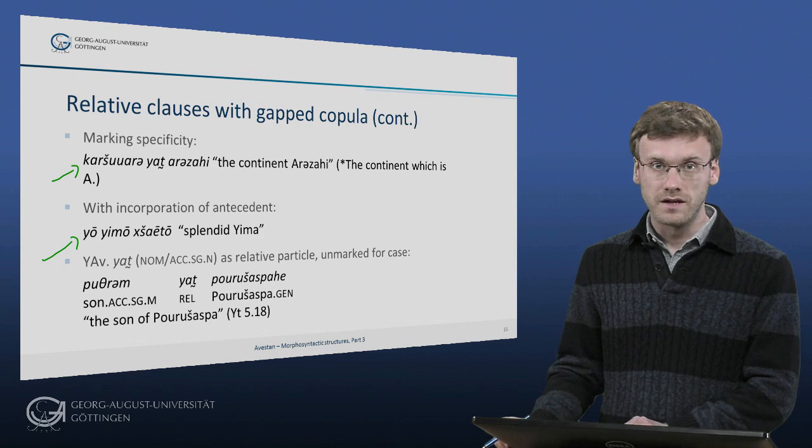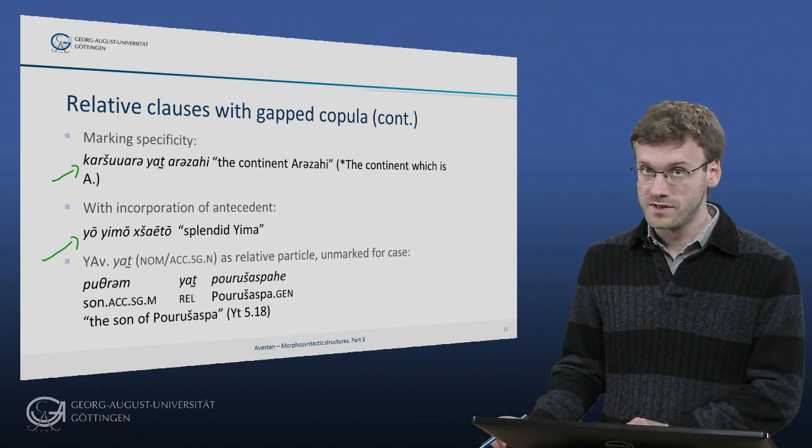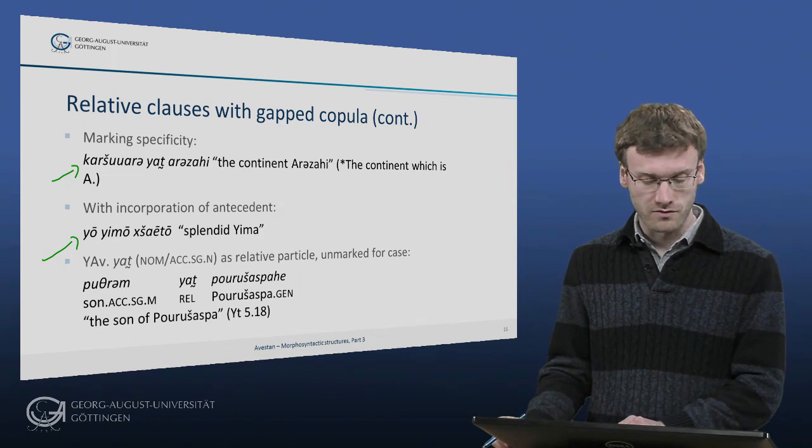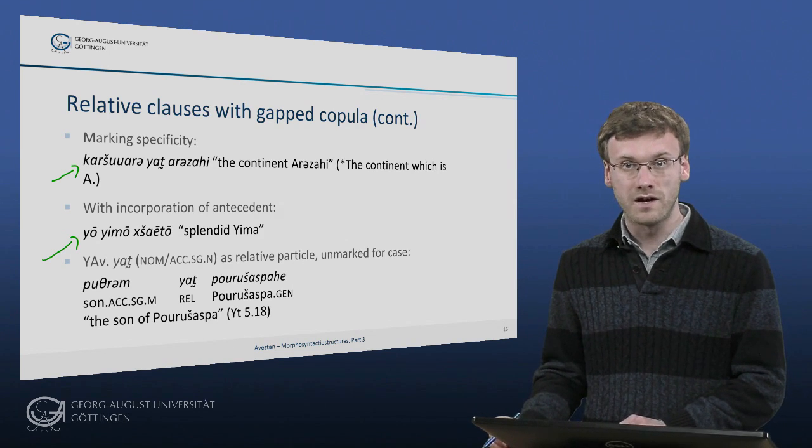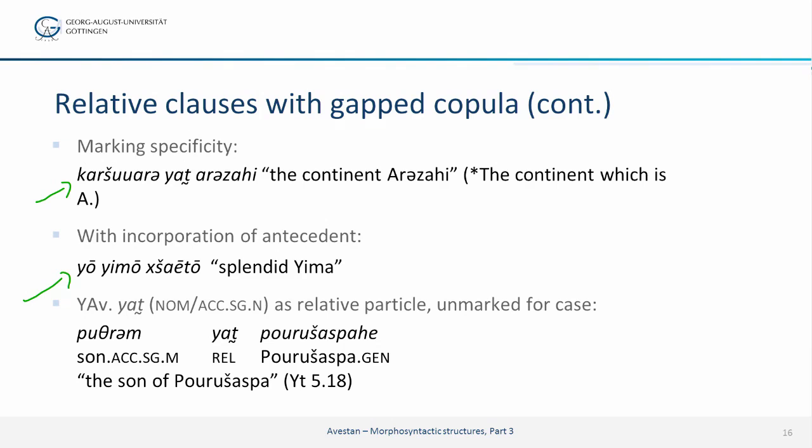Finally, in Young Avestan, the nominative accusative singular neuter form often functions as an invariable relative particle, unmarked for case. Puthrem yat Purushaspahe. The son, Puthrem, who, here the relative particle yat, is that of Purushaspa, Purushaspahe, or simply the son of Purushaspa.